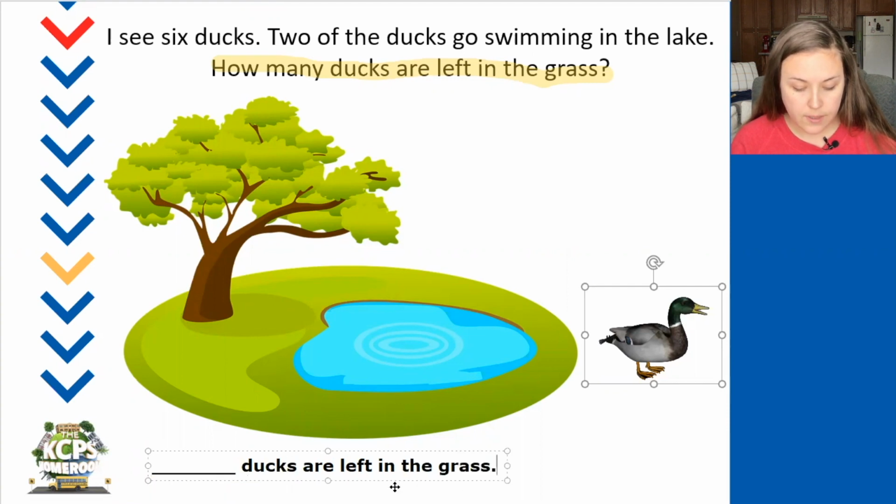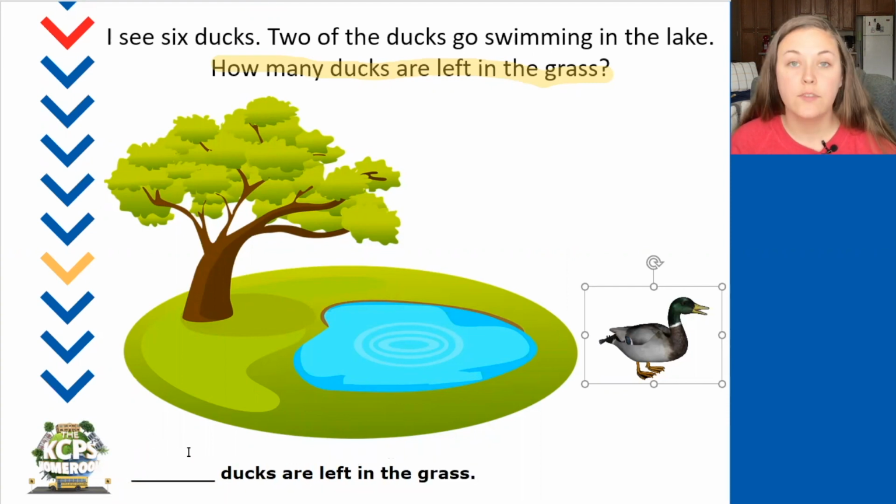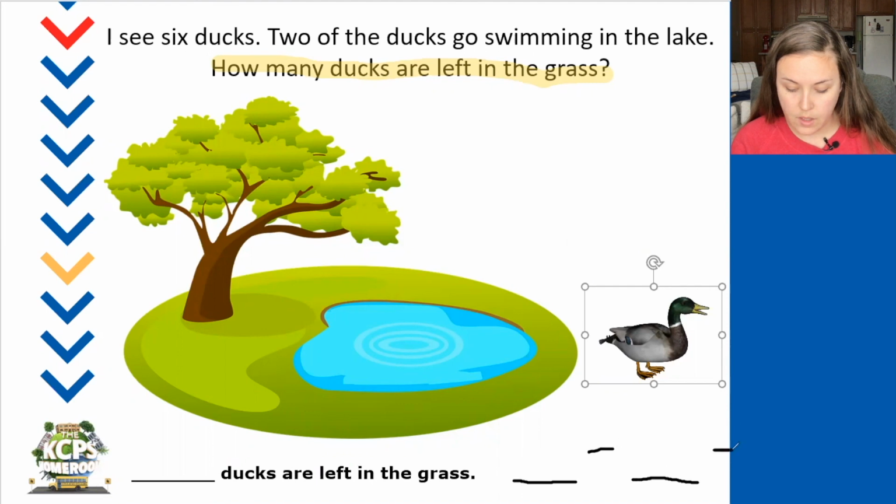And remember that we leave a blank here at the start of the sentence so that we can fill in how many ducks are in the grass. The other thing we'll be doing today is writing a number sentence. And a number sentence is going to have a variety of symbols. So in the blanks, we'll put numbers, and then we have our equation.